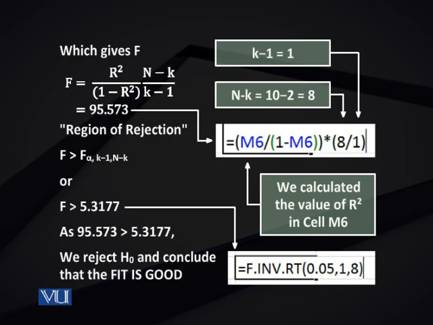As you see, the calculated value of F, which is 95 point something 57, is much larger than the value that the table provides us, the value of the probability distribution. So we can reject H naught and conclude that the fit is good.